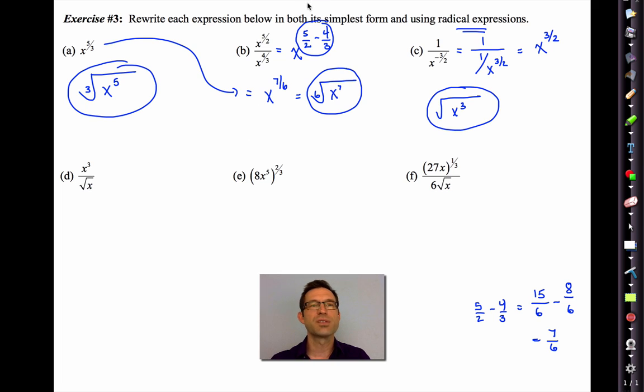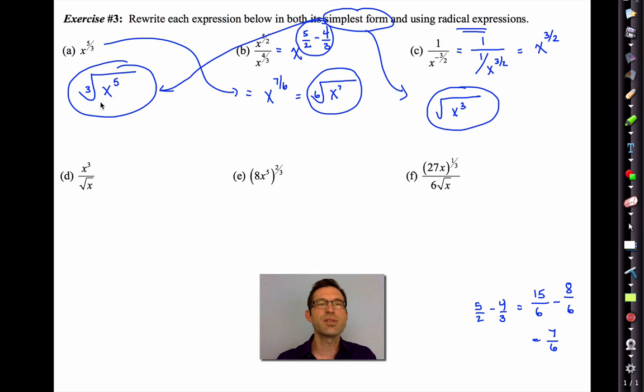Now, one thing I will say, this is not in simplest form. And you know what? This one's not in simplest form either. In fact, I didn't write any of these in their simplest form. I have to do a little bit more work here. So for instance, I can break this up as the cubed root of x cubed times the cubed root of x squared. I was so wrapped up in everything else, I forgot to do the simplifying. But the cubed root of x cubed is just x. And the cubed root of x squared, I can't do much with.